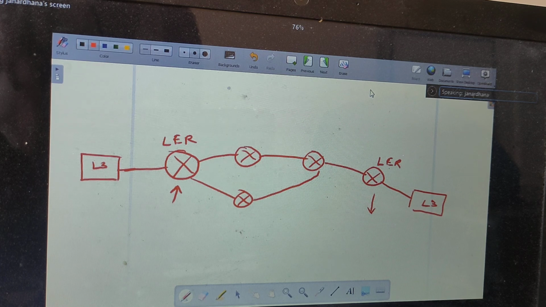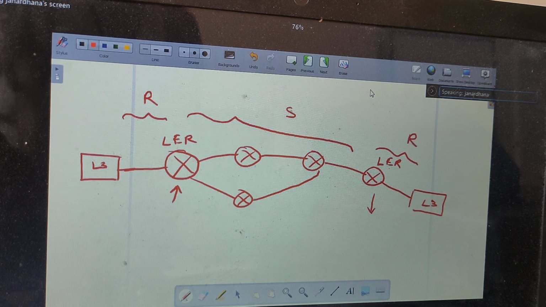But actually, what is PHP? Here it is doing the routing, here it is doing the switching, and here it is doing the routing. So that is the operation of MPLS. Yesterday also we saw routing, switching, routing. This router is doing two operations: it is doing the routing as well as removing the label. It is popping off the label as well as routing. What is the IP address of this router?